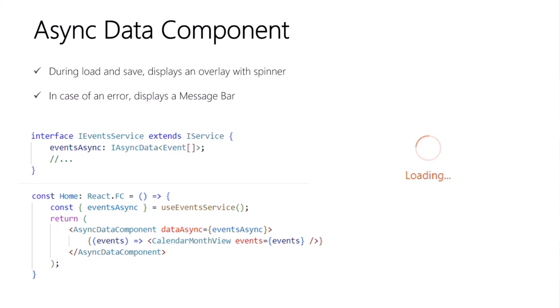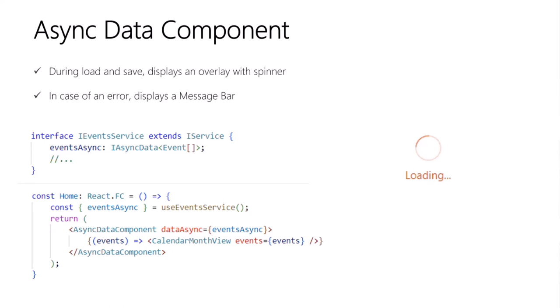In the sample code here on the screen, we have an interface for our event service, and that service exposes a property named eventsAsync that returns an IAsyncData object. That object is a generic class that holds your data, but it also has state, indicating whether that data is loaded or if it's still loading or if it's being saved or if there was an error.